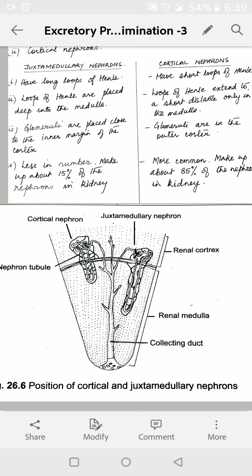So today we have studied the structure of a nephron in detail with all the 5 parts and their characteristics, and the kinds of nephrons and placement of nephrons in the kidney. This much is enough for today. On the next turn, we will be discussing the processes involved in the formation of urine.